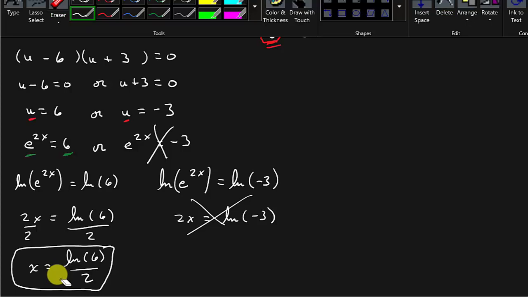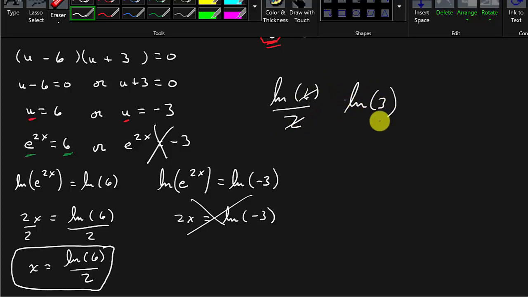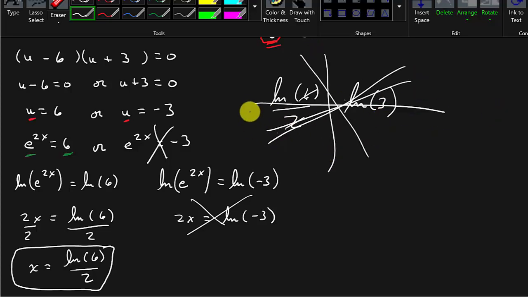And look, don't do this. Natural log 6 over 2. Please don't cancel that 2 and that 6 and call this natural log of 3. You cannot do that. You've got to leave it natural log 6 over 2. So that's this problem.